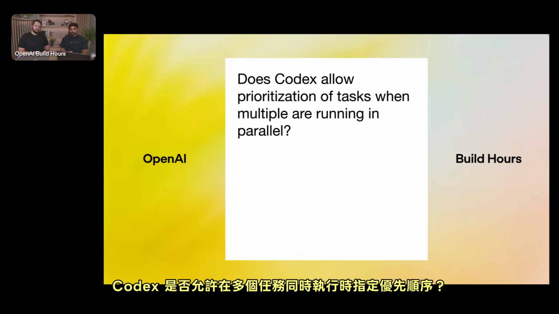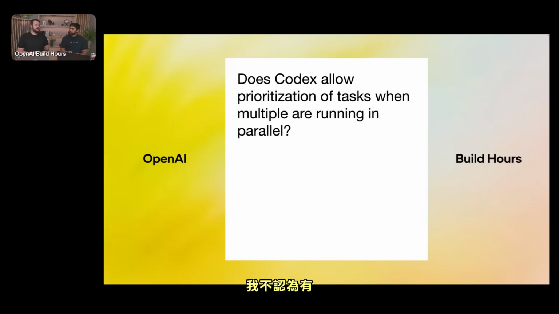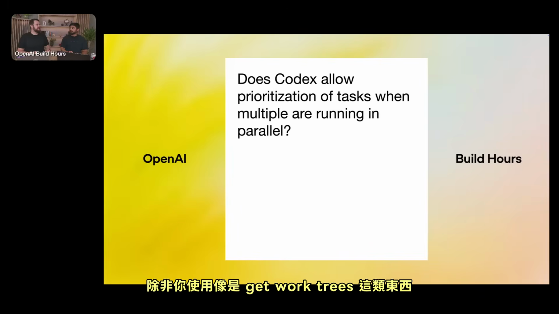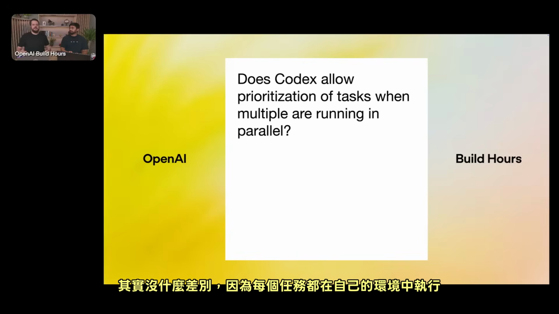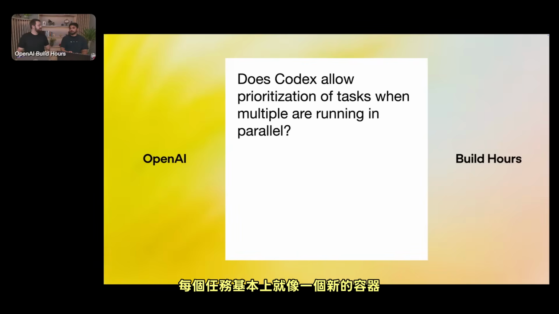Does Codex allow prioritization of tasks when multiple are running in parallel? I don't think so. Running multiple tasks in parallel locally is a bit more challenging, unless you're using things like git worktrees. In terms of prioritization on cloud, it doesn't really matter because they're all running in their own environment. Each task is just a new container, where it downloads your environment and keeps running. So they don't really interfere with each other at all.